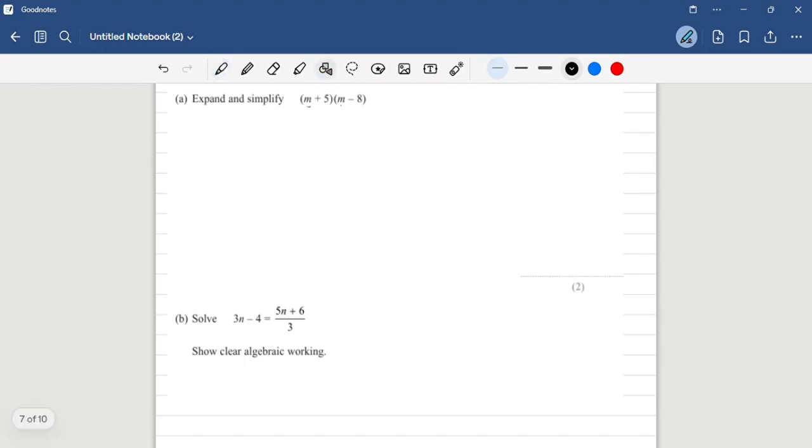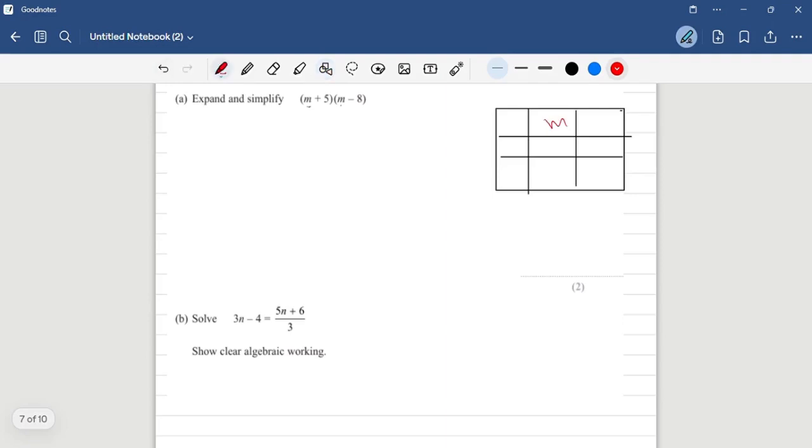What is this method? It will be like make these rectangles. Okay, here, there, there, there, like this exactly. Now I will take m. Okay, so for this, I will take m and 5. Here m and negative 8. After that, I will multiply them together. I will take this m with m, it will be m power 2, m with 5, it will be 5m. After that, negative 8 with m, it will be negative 8m, negative 8 with 5, it will be negative 40.